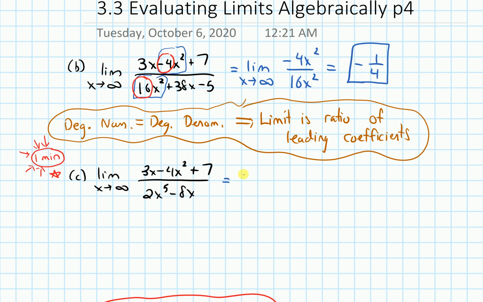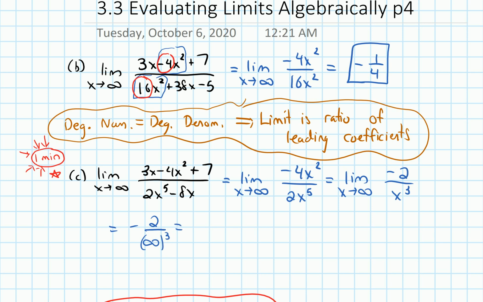So the shortcut says we keep the highest power term on top, which is negative 4x squared, and the highest power term on the bottom, which is 2x to the 5. Now I can simplify this much more easily. We get the limit as x goes to infinity. Negative 4 over 2 is negative 2. I can cancel some x's and be left with x cubed on the denominator. Plugging in, I get negative 2 over infinity cubed. This is negative 2 over a huge number, which is going to be 0. It's going to get really, really small.